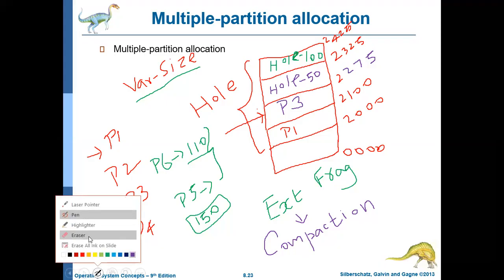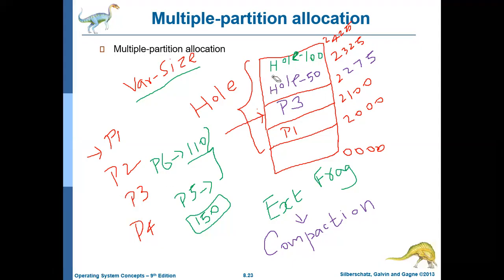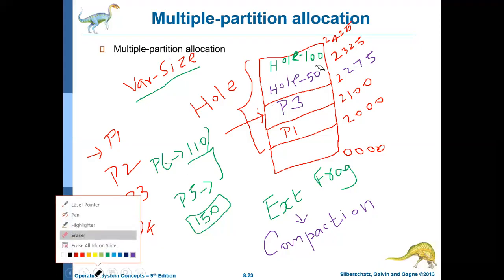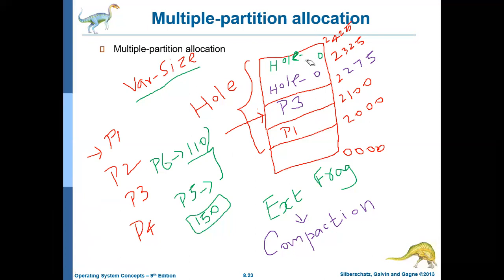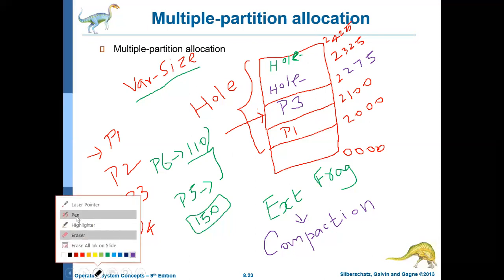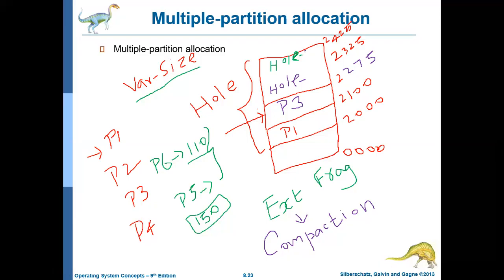Now the operating system also, as there are two adjacent holes, whenever there are two adjacent holes, the operating system will merge these two holes and make them a single hole. Now there are not two holes, now there is only one hole of size 150 MB. So this process that is done by the operating system is called compaction.